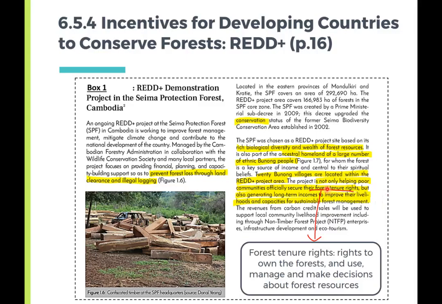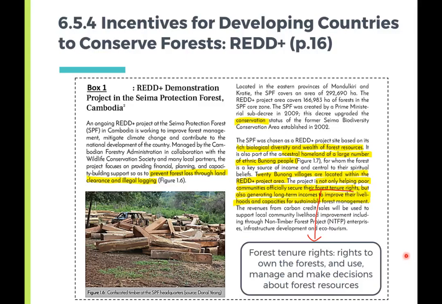There's a term here that says forest tenure rights. Some of you may not know what it means. So what it means is just the right to own the forest, to use, to manage and make decisions about forest resources. So even though indigenous people live in forests, not many of them have the rights to own the forest or the rights to make decisions about forest resources. And therefore, it's important to help these communities secure their forest tenure rights so that they can choose how they want to use the forest resources themselves.